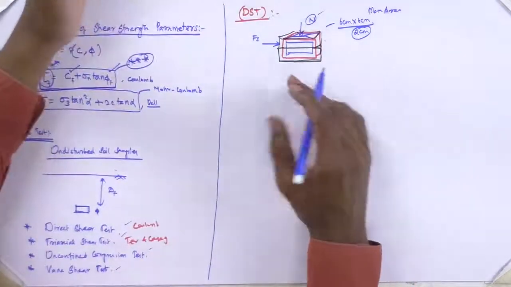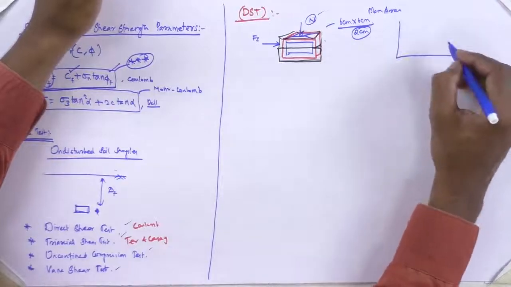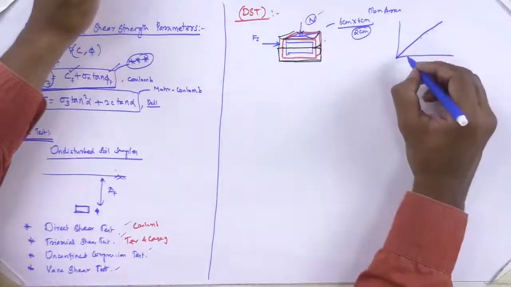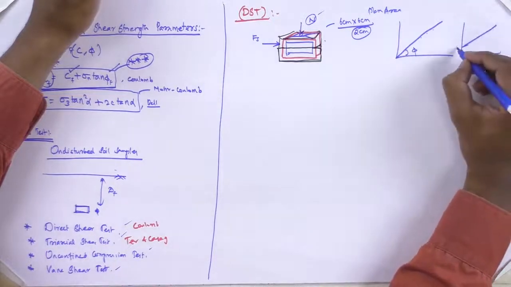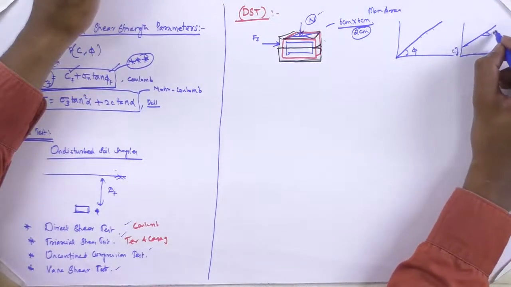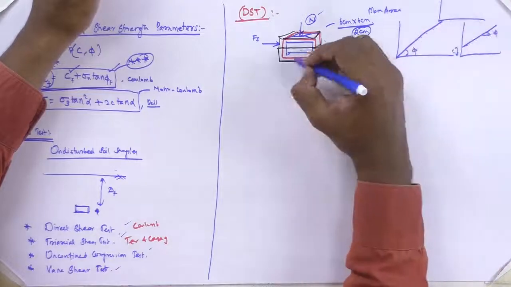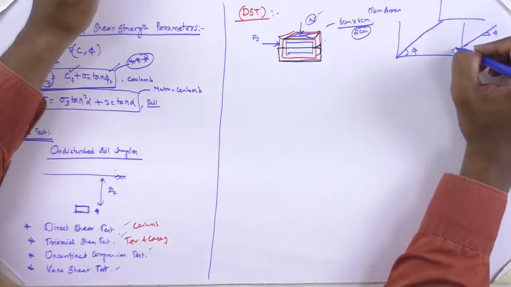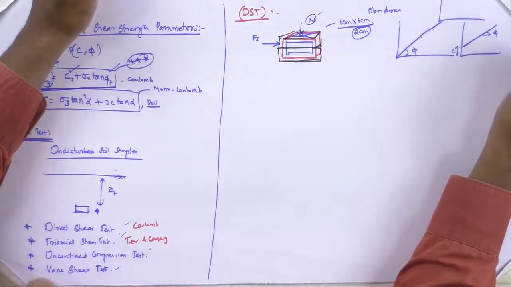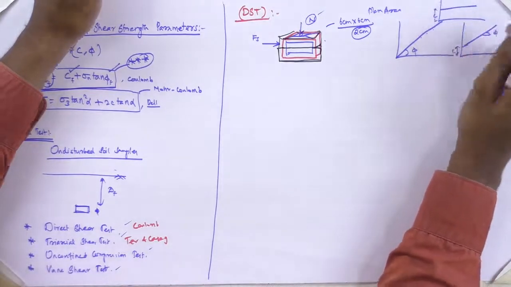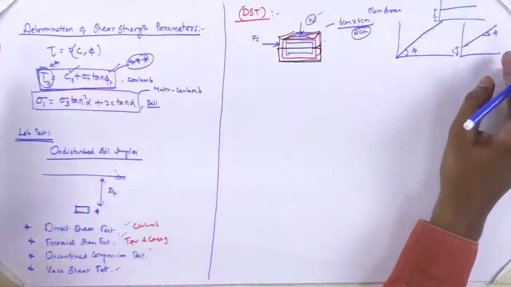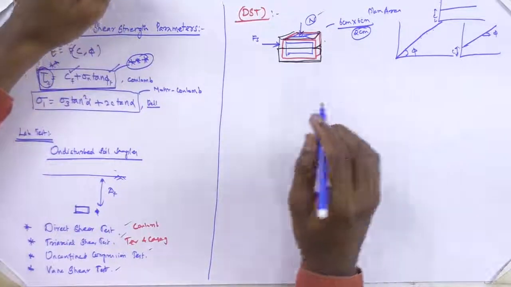We have modernized the equipment further. If you test cohesionless soil, you get the phi value. If it is a C-phi soil, you get both C as well as phi value. If it is a pure clay, what you get is the C value only. This is the direct shear test, as I explained in my previous lecture.